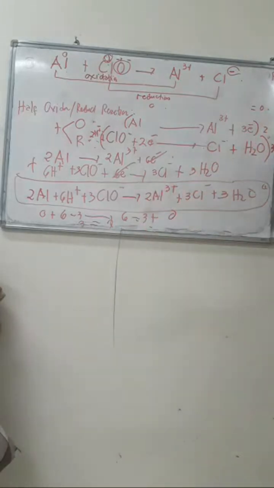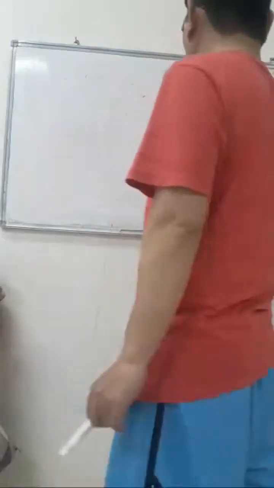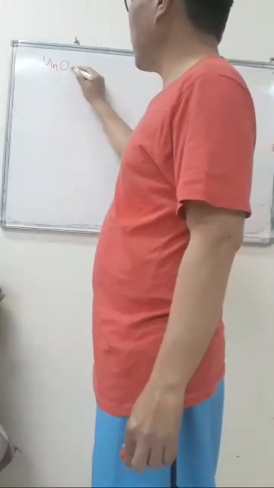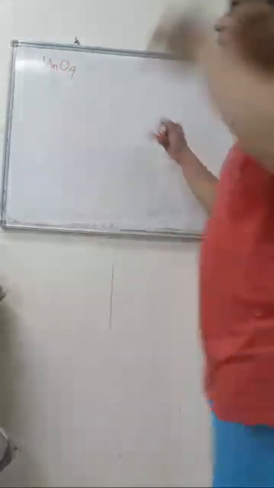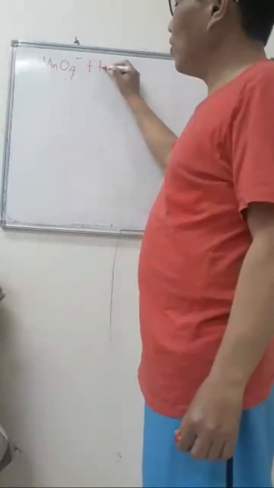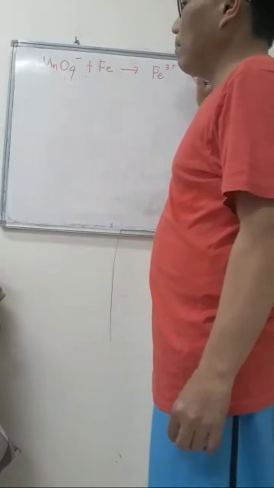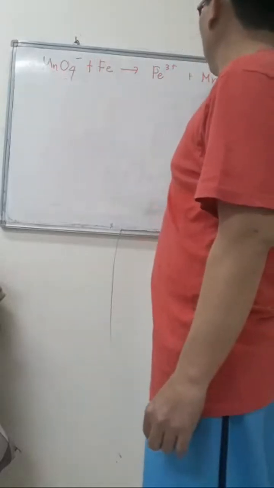Now, I will give you an assignment for you to solve on your own so that we can measure our learning outcome and comprehension level with regards to this topic. I'll give you the assignment, then tomorrow we will solve it. You have this one: permanganate plus iron is equal to ferric 3+ plus Mn2+. So this is your assignment.